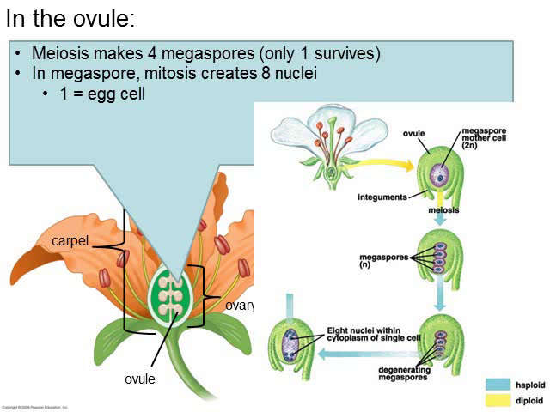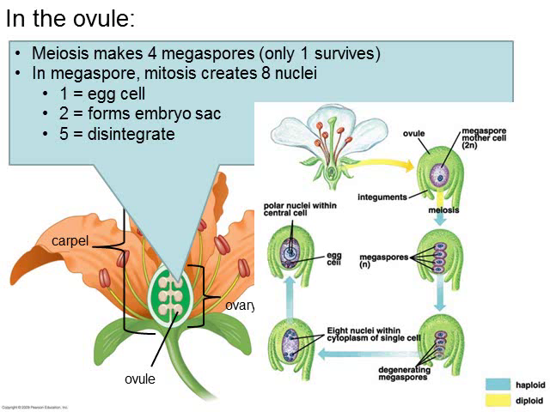Two of them are going to form an object called the embryo sac, and we'll see why that's relevant in a little bit. And what about the other five? The other five disintegrate and degenerate and die. Nothing happens of them. So of those eight nuclei, only three survive.